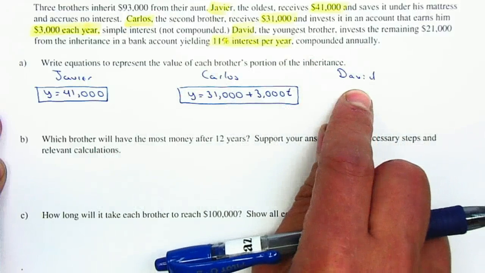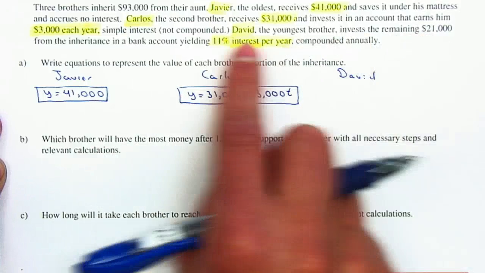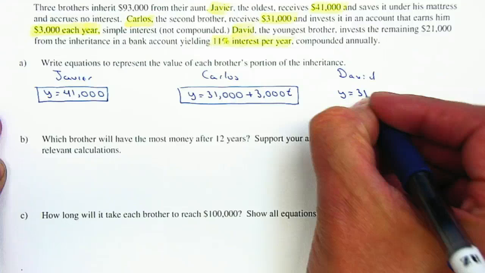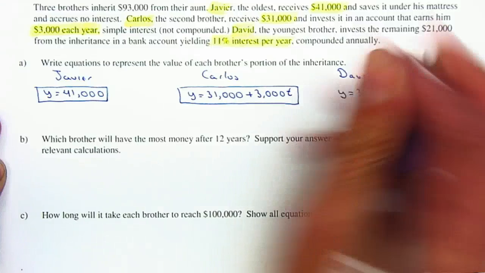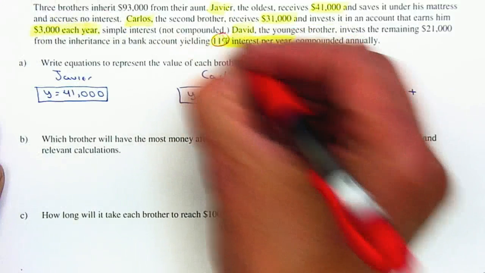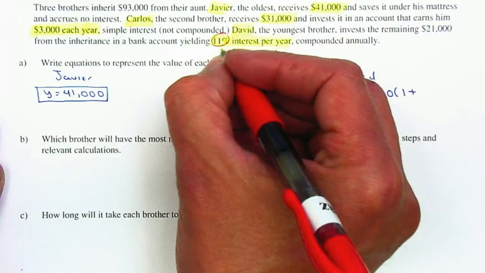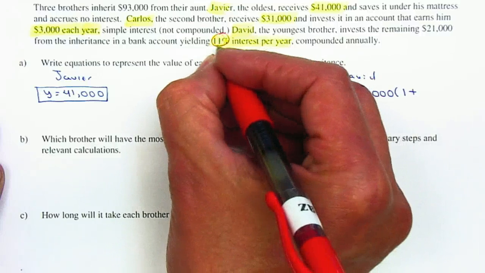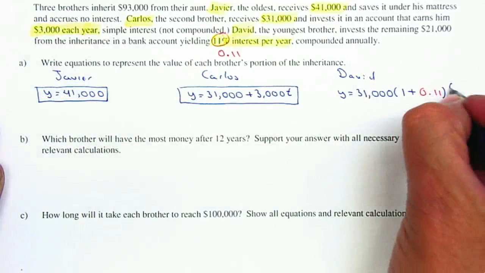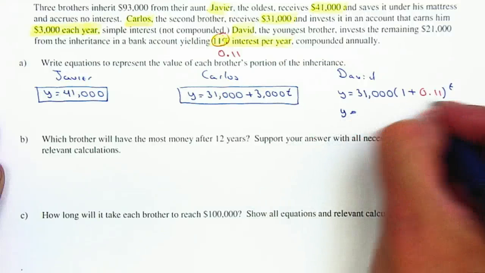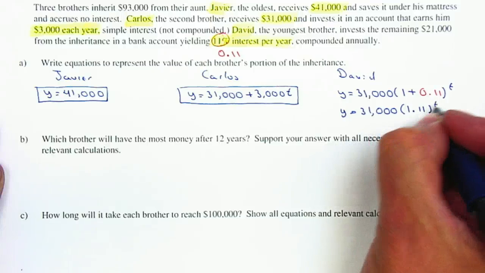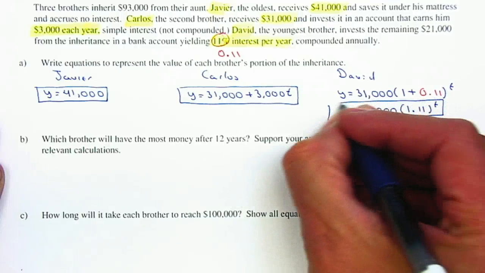And for David, he invested at 11% interest. He's receiving interest, so it'll be 31,000 times 1 plus the rate, which as a percentage is 11%. As a decimal it is 0.11. Move the decimal to the left twice. And let me add those two numbers: 31,000, 1.11 to the power of T. And that's your equation.